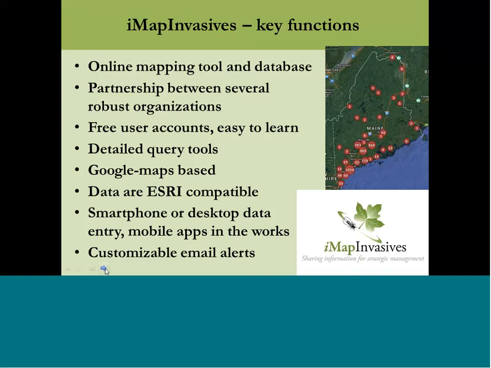It is smartphone ready, and you can also enter data at your desktop. There are several mobile apps in the works. So the folks at IMAP Invasives are working to take advantage of mobile technologies. And finally, it has customizable email alerts, which are great for early detection rapid response species or species of particular interest to a certain user. So a lot of functionality to be alerted when a particular species comes into your county or your watershed, for example.